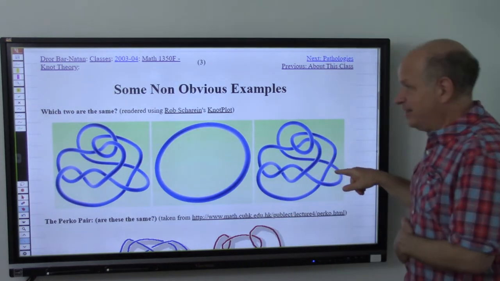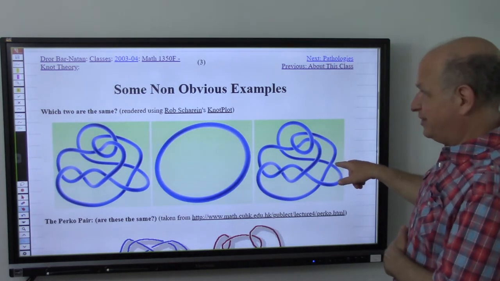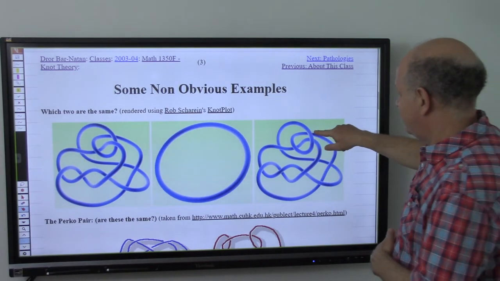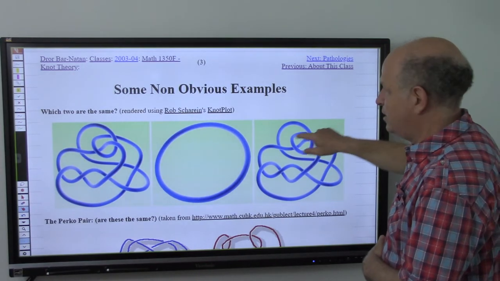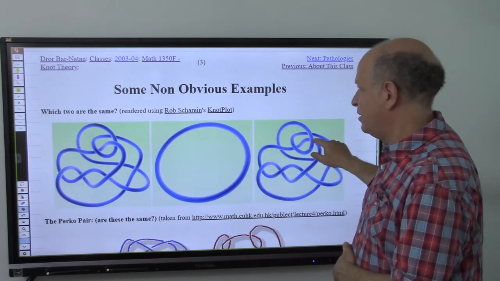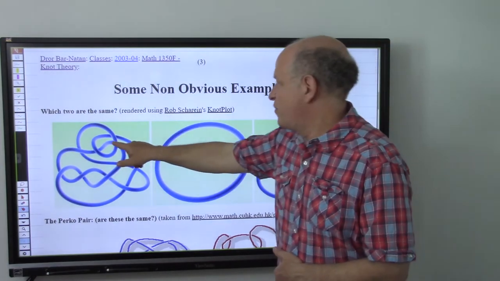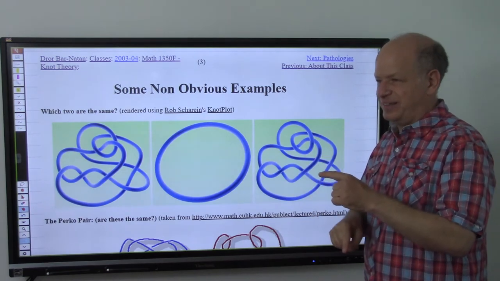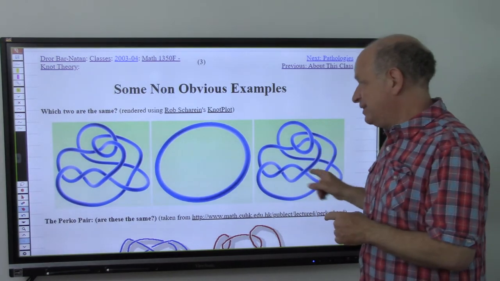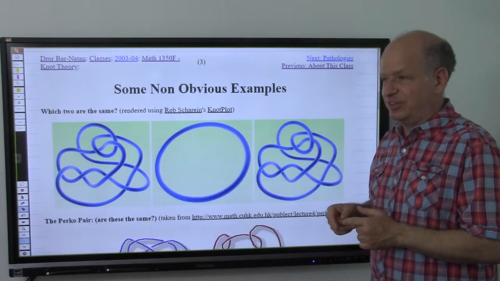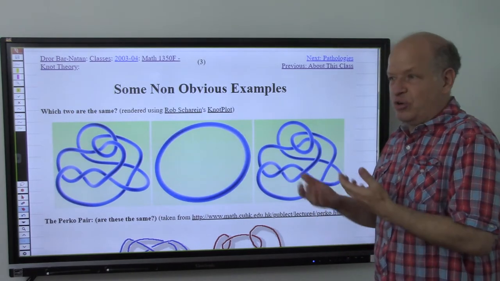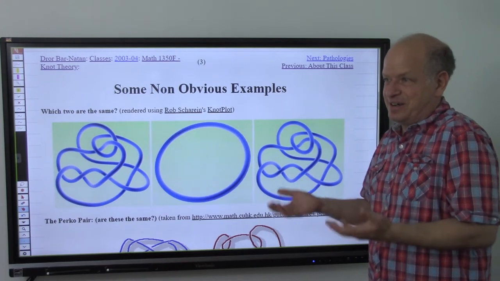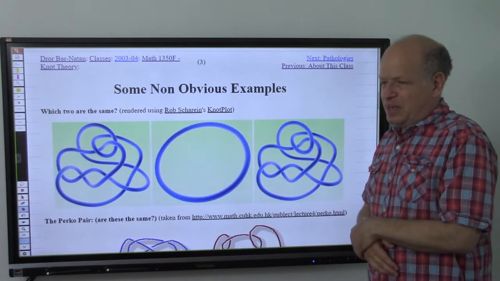And this one, actually, can you even tell where the difference is? I think the only difference is this crossing here. This one versus that one. One crossing was flipped. This is not equivalent to the unknot. How would you tell when it's big and complicated?